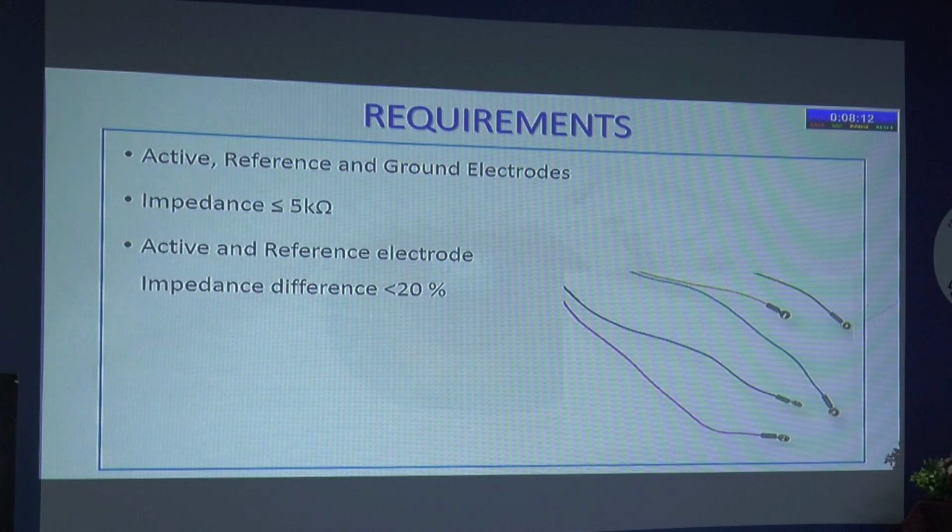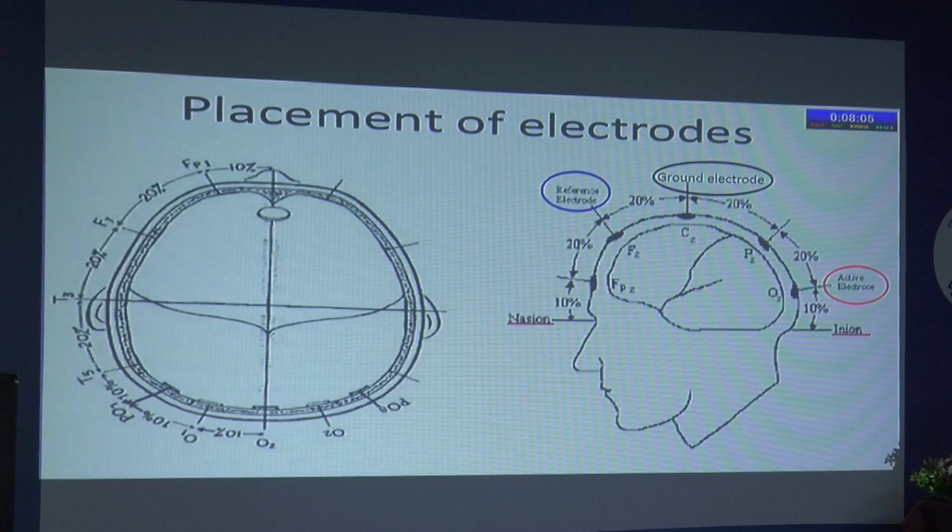So the requirements here, we have the similar type of electrodes, active, reference, and ground, where the impedance should be less than 5 kilo ohm, and the impedance difference between the active and reference electrode should be less than 20%. The placement of the electrodes follows the 10-20 rule, in which the top of the head is divided from the nasion to the inion in different parts, and the ground electrode is placed over the top of the scalp. There's the reference electrode and there's the active electrode.